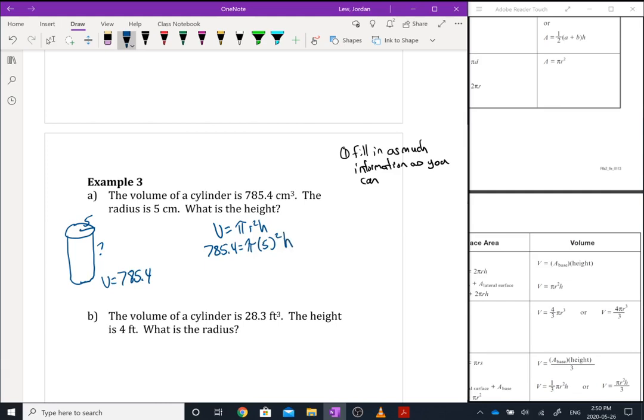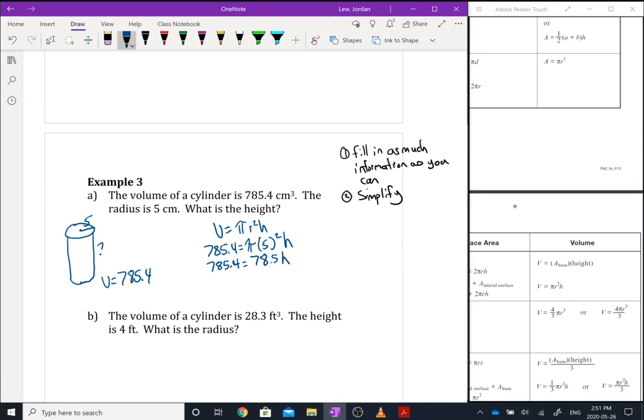times h. The next step, or number 2, is we're going to simplify. So we're going to do any calculations that we can without rearranging or moving things. So 785.4 is going to stay the same, but I can do this multiplication first. So I can multiply pi times 5 squared, and I would get 78.5, and then the h is still there.